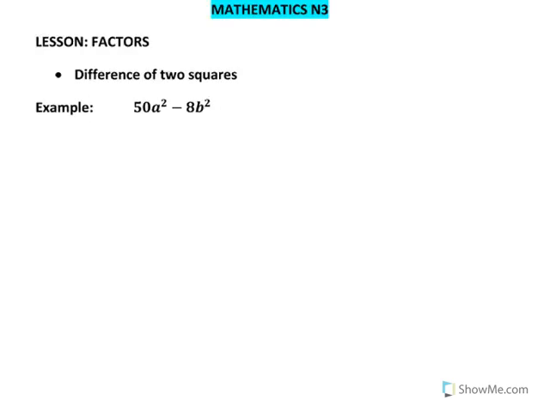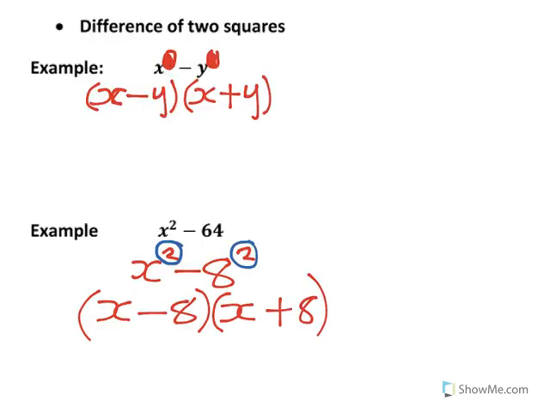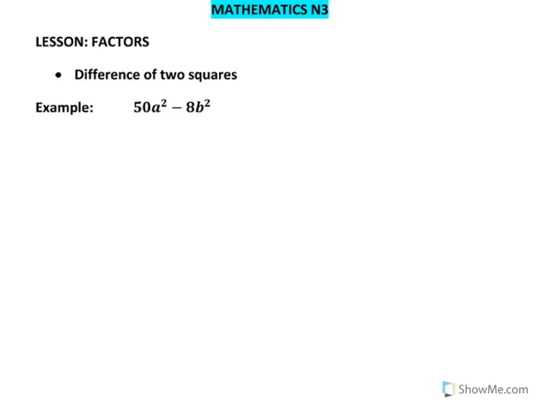Now, the next problem that we're going to have is this kind of problem: 50a squared minus 8b squared. Again, as I said, this kind of difference of two squares seems a bit hidden, but you need to be careful. The moment you can see a squared, b squared, and a negative, you must suspect this might be a difference of two squares. But there is a step further that you must go through so that you can see clearly that it is a difference of two squares.